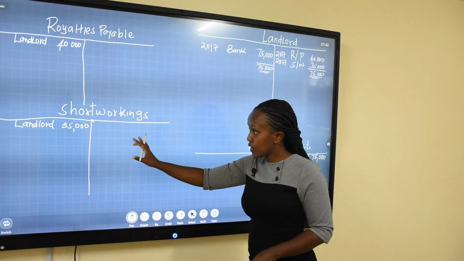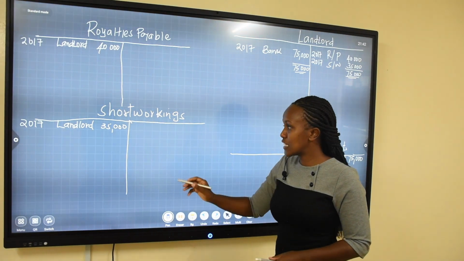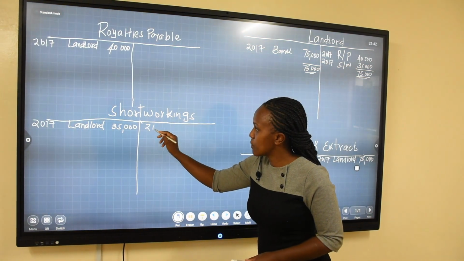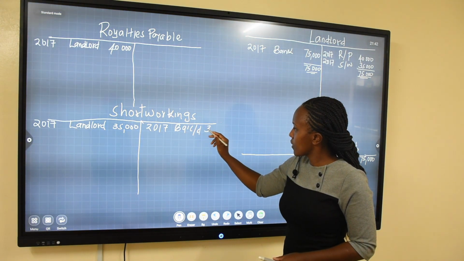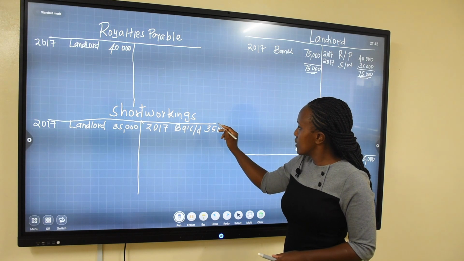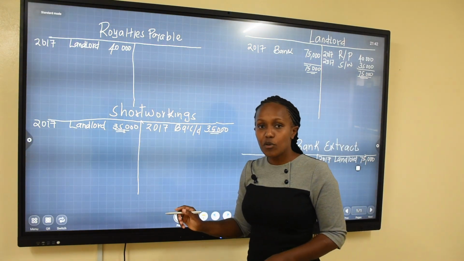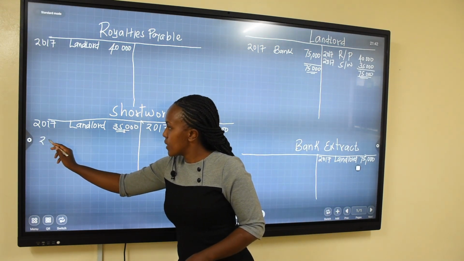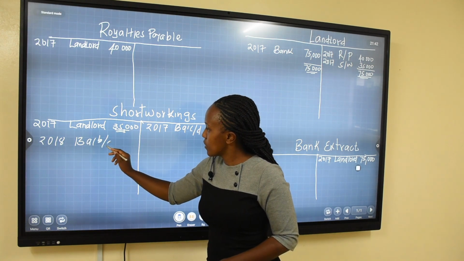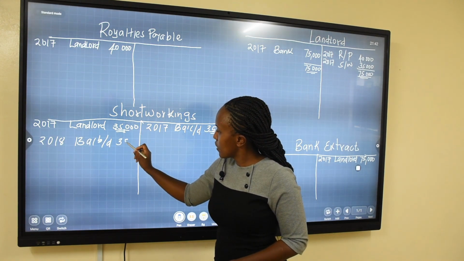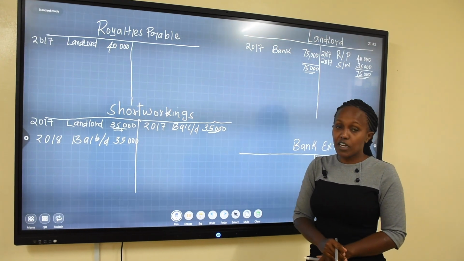For the short working, we carry down with the hope that we are going to recover this money in the future. So the tenant is hopeful, so he's going to carry down this amount. He's hopeful that he can recover it in the future. That is in the next year probably. So this one we carry down. And definitely when we come to 2018, it shall be our opening balance. In 2018, it shall be the balance brought down, which is 35,000. Because we are carrying down with the hope of recovering.